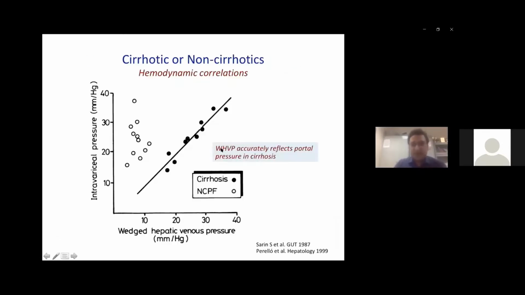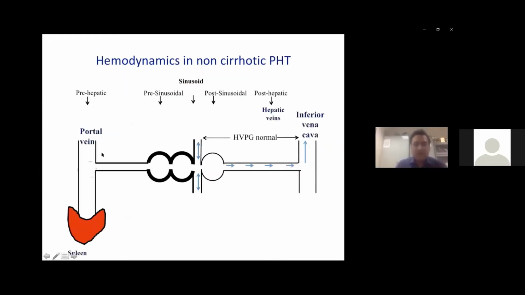The wedge hepatic venous pressure correlates linearly with the portal pressure in cirrhosis. As you can see here, the wedge hepatic venous pressure accurately correlates with the intravariceal pressure in cirrhosis. But in patients with non-cirrhotic portal hypertension, despite each degree increase in the intravariceal pressure being comparable with cirrhosis, the wedge hepatic pressure is nearly normal. So in patients with extrahepatic portal venous obstruction, the intrasplenic pressure is high, the intravariceal pressure is high, but HVPG is normal.